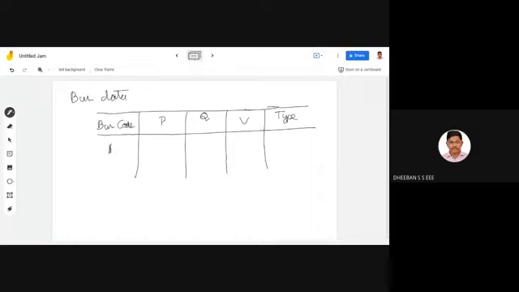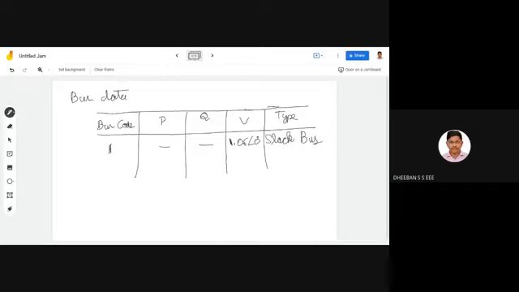Your first bus, they have asked you to take as a slack bus. The slack bus won't have any real and reactive power, so it has only voltage. It is 1.06 at an angle of 0 degrees. Here they didn't give delta separately; instead, they have given it along with your voltage. So it is your slack bus, and this is given in the question itself.